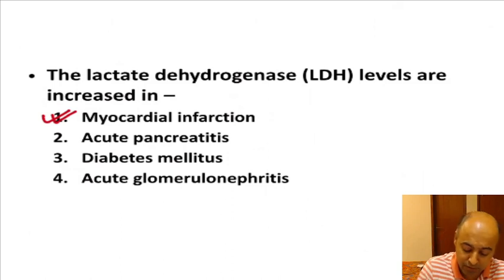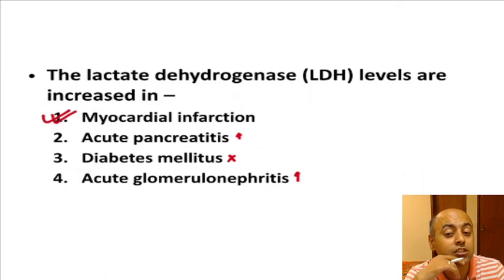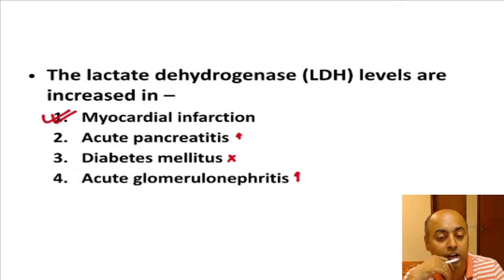In fact, in diabetes mellitus, it is not even elevated. It may be elevated in acute pancreatitis and acute glomerulonephritis, but it is not elevated alone. You cannot make a diagnosis using only the LDH. You'll need additional parameters. So the best possible answer in this case would be myocardial infarction.